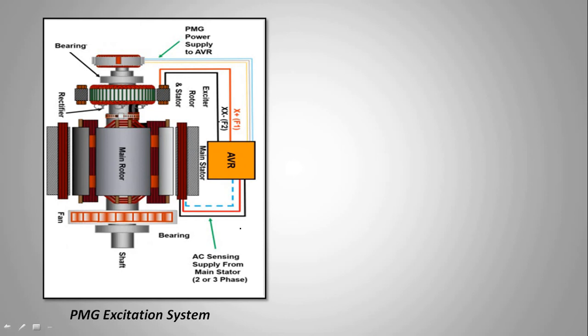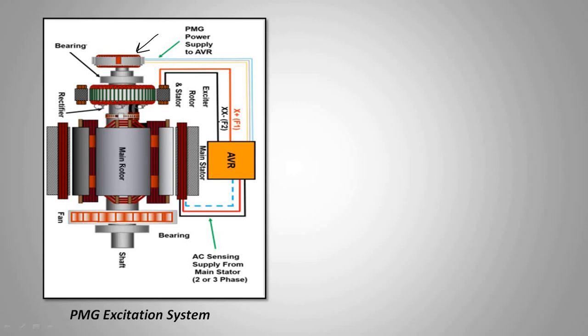So we can see here, this is the actual layout of our permanent magnet generator, exciter, and all of these. Here we can see the permanent magnet generator, PMG. The three-phase supply is fed to the AVR, and the AVR gets the AC sensing supply from the main stator. Let's start from the top. This is the PMG, this is the main exciter, and this is the main alternator.